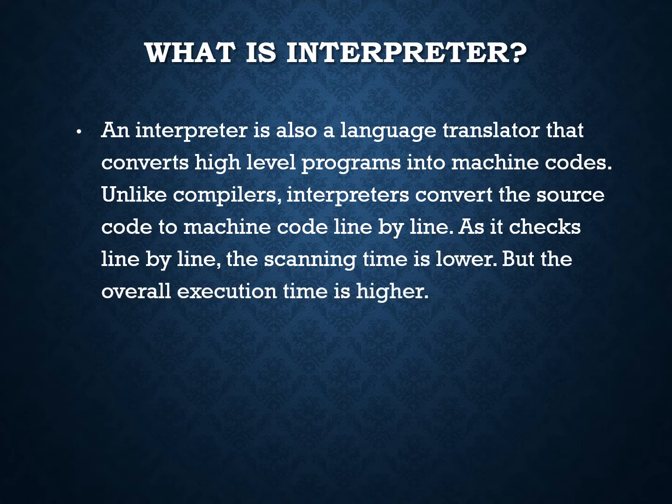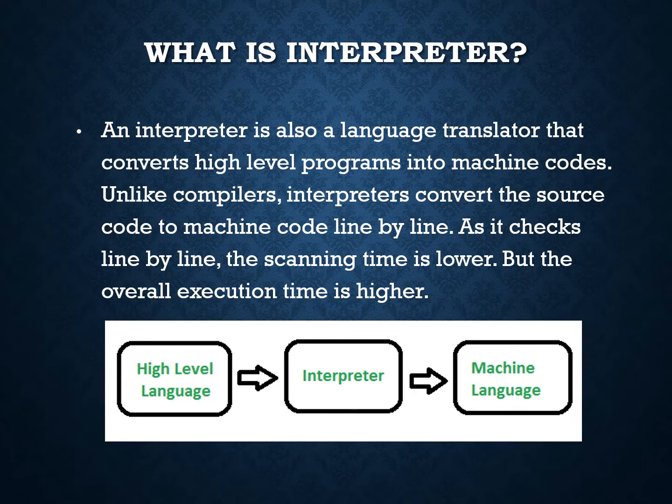Unlike compilers, interpreters convert the source code to machine code line by line. As it checks line by line, the scanning time is lower, but the overall execution time is higher. So, the diagram represents the functioning of an interpreter, where it converts the high-level language to machine-level language.